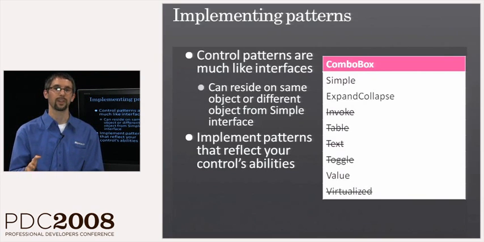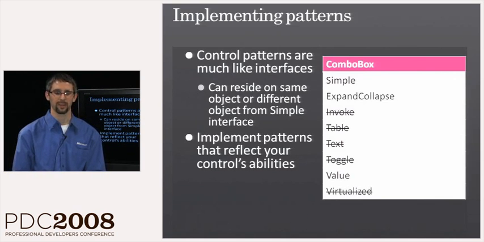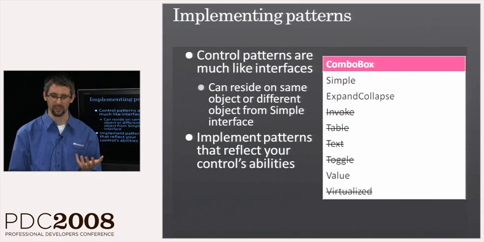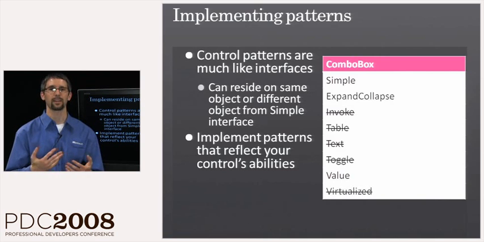Half the work here is just figuring out which patterns make sense to implement. So going back to my combo box example, combo box implements IRawElementProviderSimple. It also implements expand collapse and value. It doesn't implement invoke. It doesn't implement table. It doesn't implement text. More is not better. You want to implement exactly the control patterns that make sense for your control.